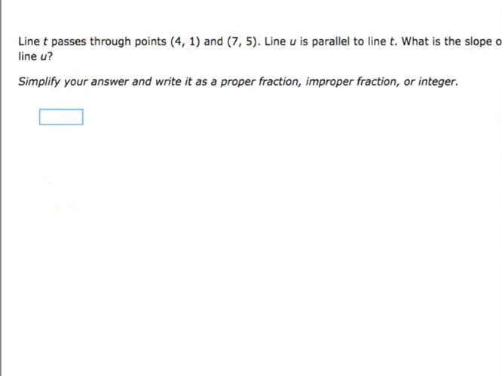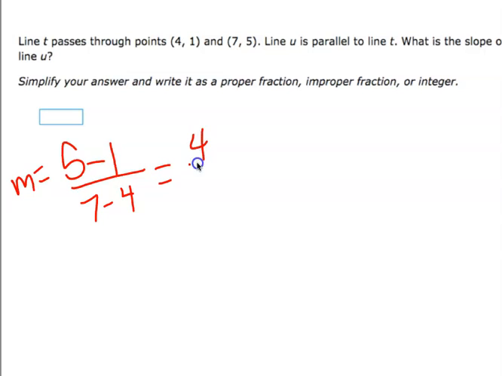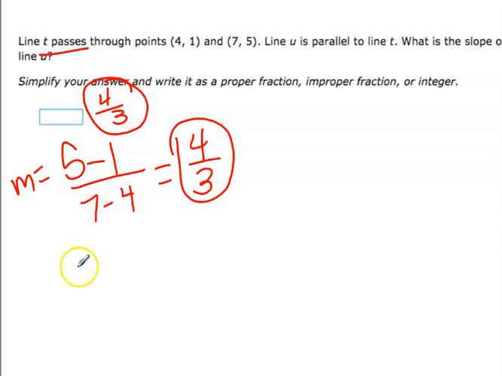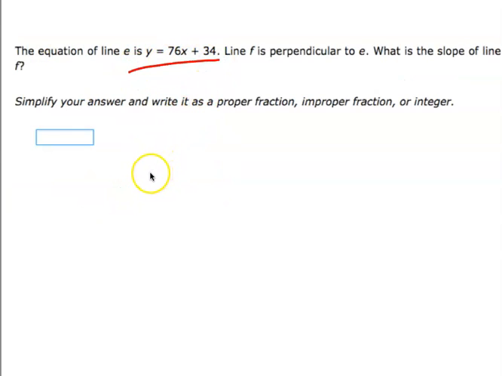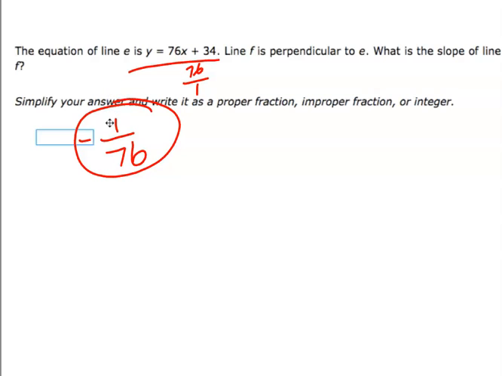So once we find the slope of the original line, now it's parallel, so it's going to be the same slope. So the slope is 4/3. Line E is y equals 76x plus 34. We want perpendicular, so it's the negative reciprocal. So this is 76 over 1. The reciprocal would be 1/76, and it's negative. So the slope of the perpendicular line is -1/76. Line G has a slope of -75. H is parallel. So if it's parallel, it just has the same slope. So it's -75.